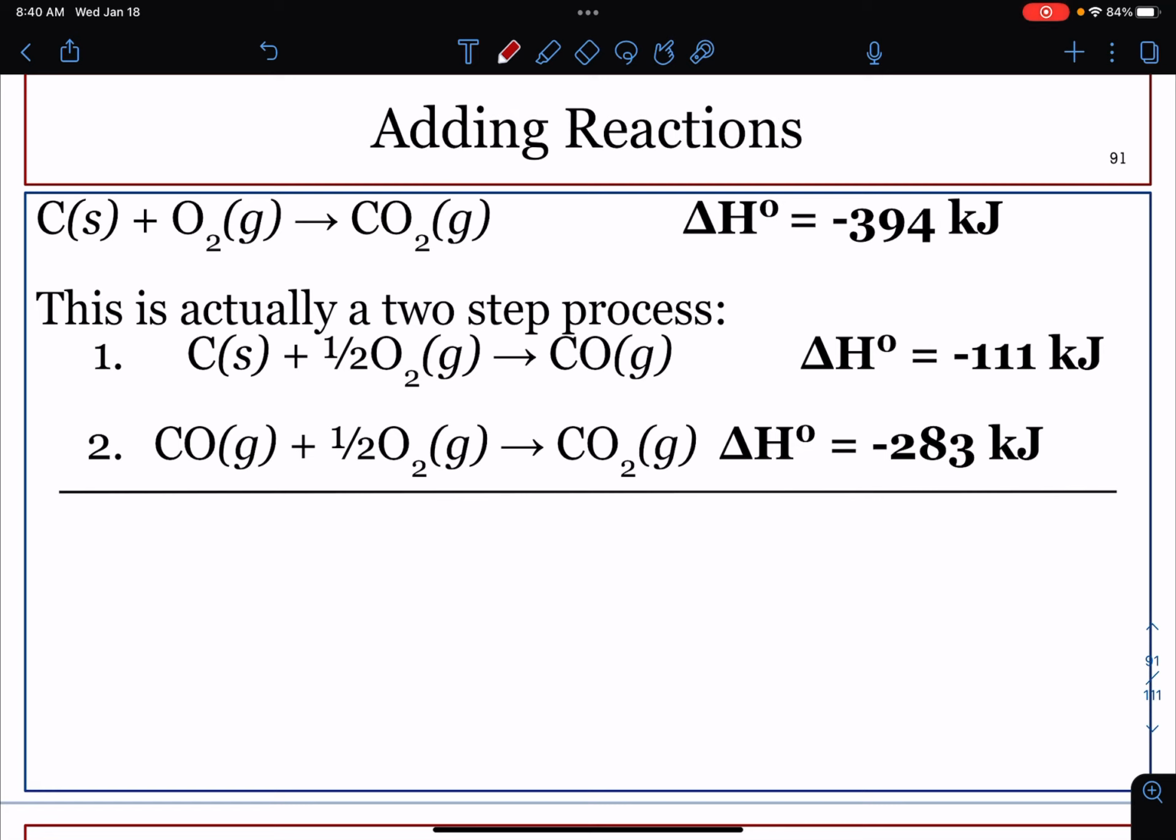Here we have carbon reacting with 1/2 mole of oxygen to produce carbon monoxide. Then that carbon monoxide is going to be used up by reacting with another 1/2 mole of oxygen and turns into carbon dioxide. The reason this is a two-step process is that this overall reaction actually does not happen in one reaction. It happens in 2 different processes or 2 different steps. Each of these processes has a different delta H, and then when we add the reactions, we also add the delta H's together to get our overall reaction.